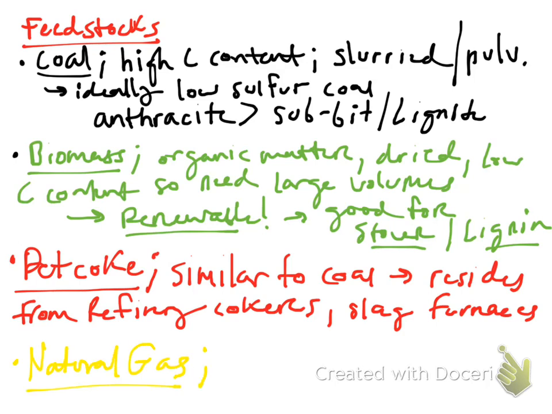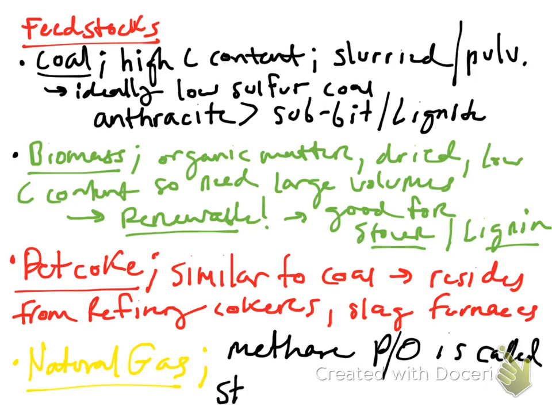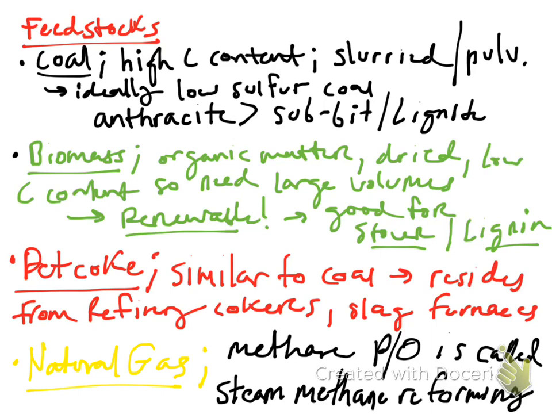And finally, natural gas. I don't want to talk too much about natural gas because technically methane partial oxidation is called steam methane reforming, which is a different process, and you use a different reactor, although it's similar, but there are different nuances. But I just wanted to put it here to showcase that it can be used as a feedstock as well.